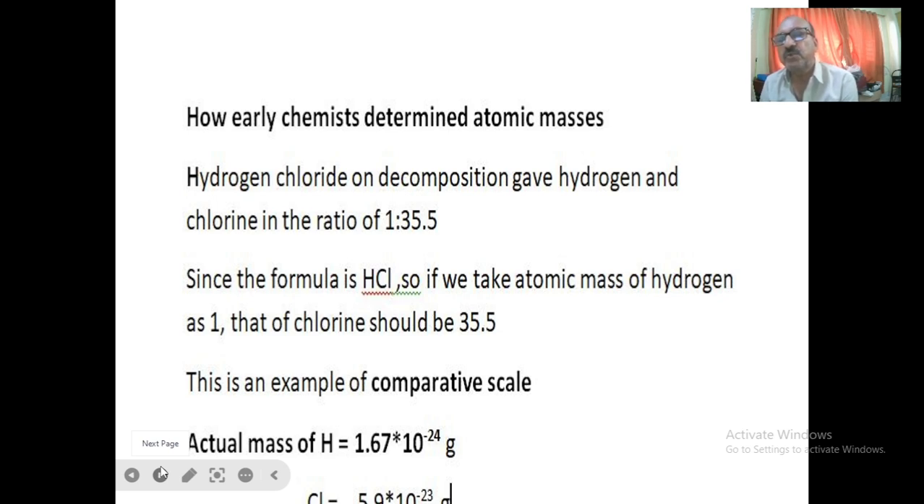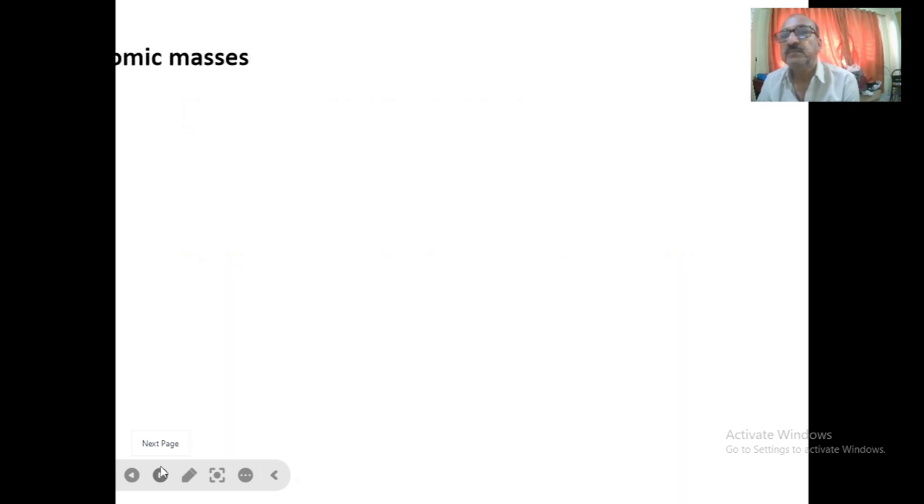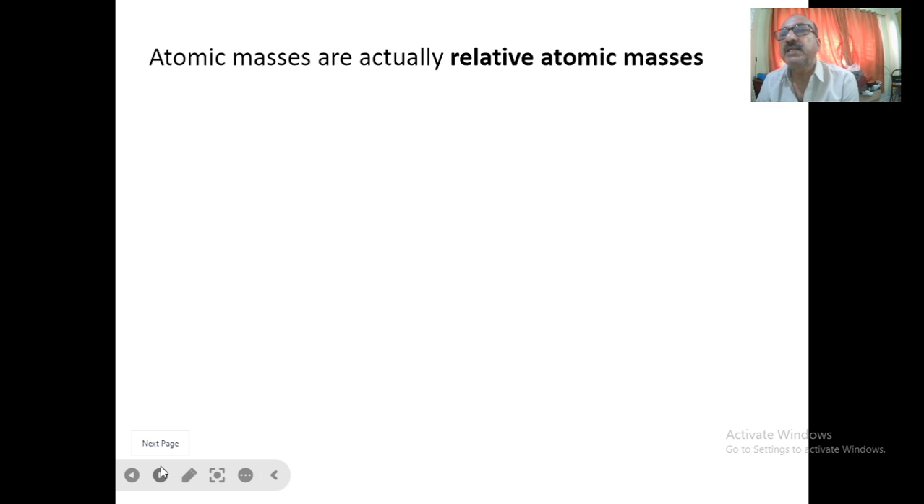Actually, if you wanted to know the actual mass of a hydrogen atom in grams, it would be as small as 1.67 times 10 raised to minus 24 gram. How that has been done you will understand later when you go through the detailed part of the syllabus. So these relative atomic masses are actually what we talk about.